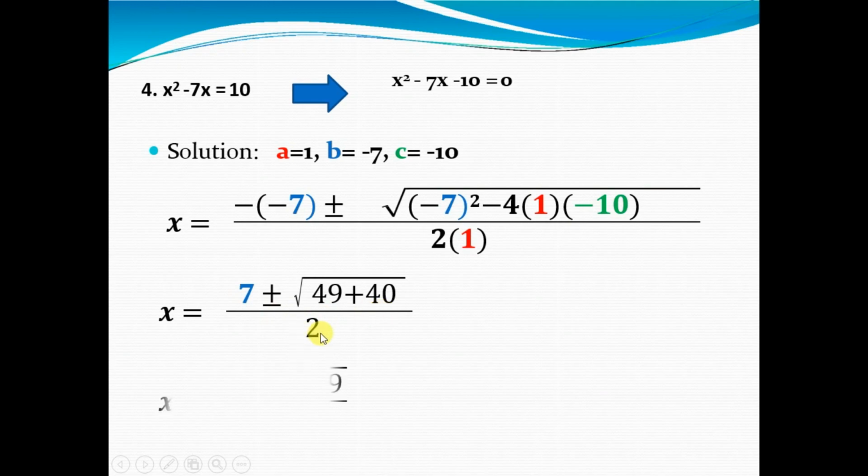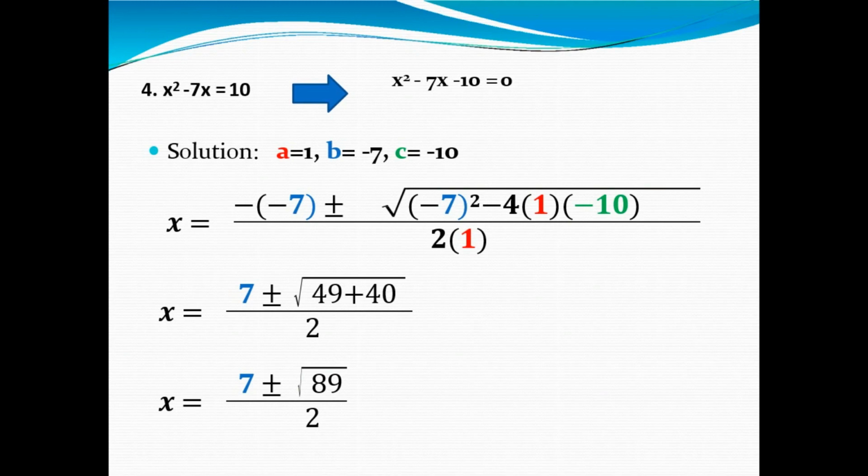So simplifying this expression, we have positive 7 plus minus the square root of 49 plus 40. 49 because the square of negative 7 is 49, and positive 40 because negative 4 times positive 1 times negative 10 is equal to positive 40, all divided by 2. Simplifying even further, we have 7 plus minus square root of 89 all over 2. In this expression, we will stop because the square root of 89 is not a perfect square. Therefore, no further simplification is needed, giving us our final answer as 7 plus minus the square root of 89 all divided by 2.